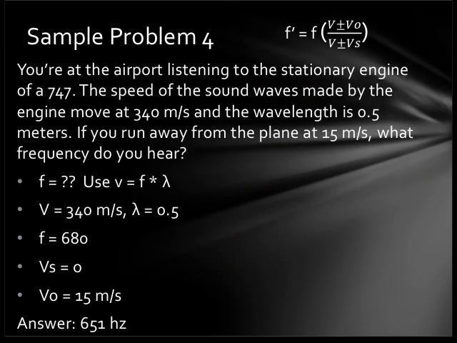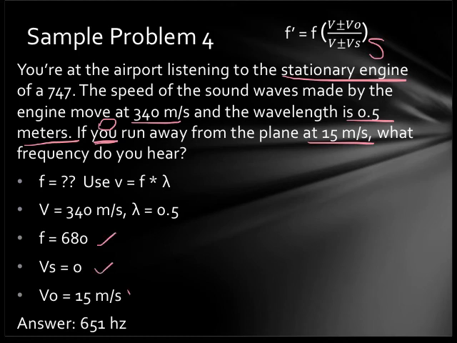And the final problem. You are at the airport listening to a stationary engine of a 747. The speed of the sound waves is 340 meters per second, and the wavelength is 0.5 meters. If you run away from the plane at 15 meters per second, what's the frequency that you hear? So, source is the plane, you are the observer, and initially it seems like all you're going to have is wavelength and some speeds, but you don't know your original frequency.